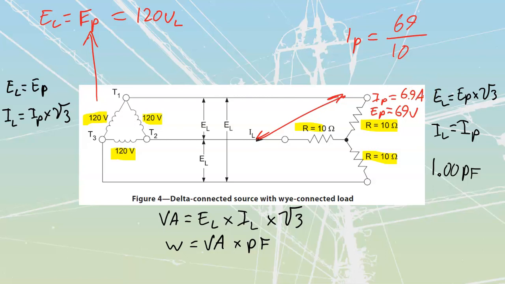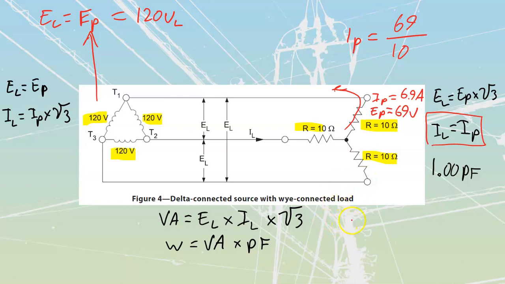Perfect. Now that we've got that 6.9 amperes on our phase value of current, we also know that my phase value of current and my line value of current are the same, because there's only one path for that current out onto that line. So my line current is going to be the same 6.9 amps.